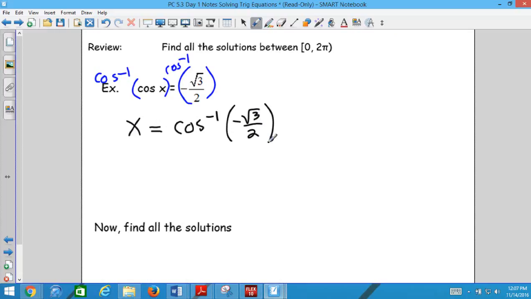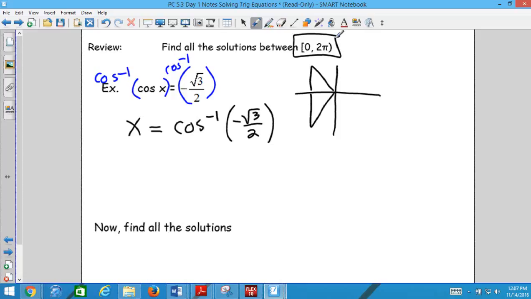And that was what you were doing for your review assignment that was due today. You were just finding where is cosine negative square root of 3 over 2. So if it's negative, what quadrants are we looking in? 2 and 3. Because this does say find all of them between 0 and 2 pi. That is the restriction given.